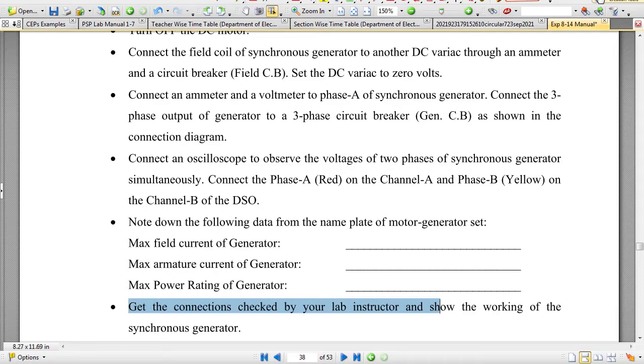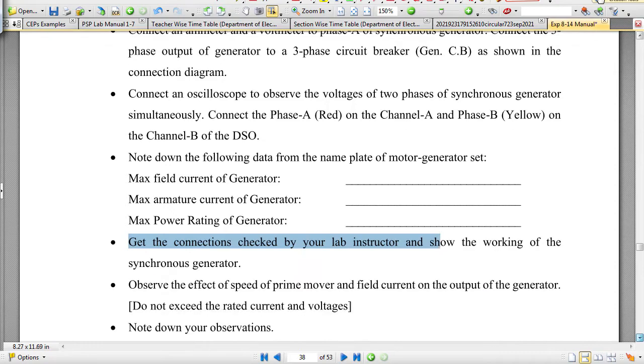Students must have an idea of overexcited and underexcited operation of the generator, and must know how to determine the direction of flow of real and reactive power in a generator which is connected to the grid. These are the things that students must know before coming into the lab. Questions will be asked about all these concepts.